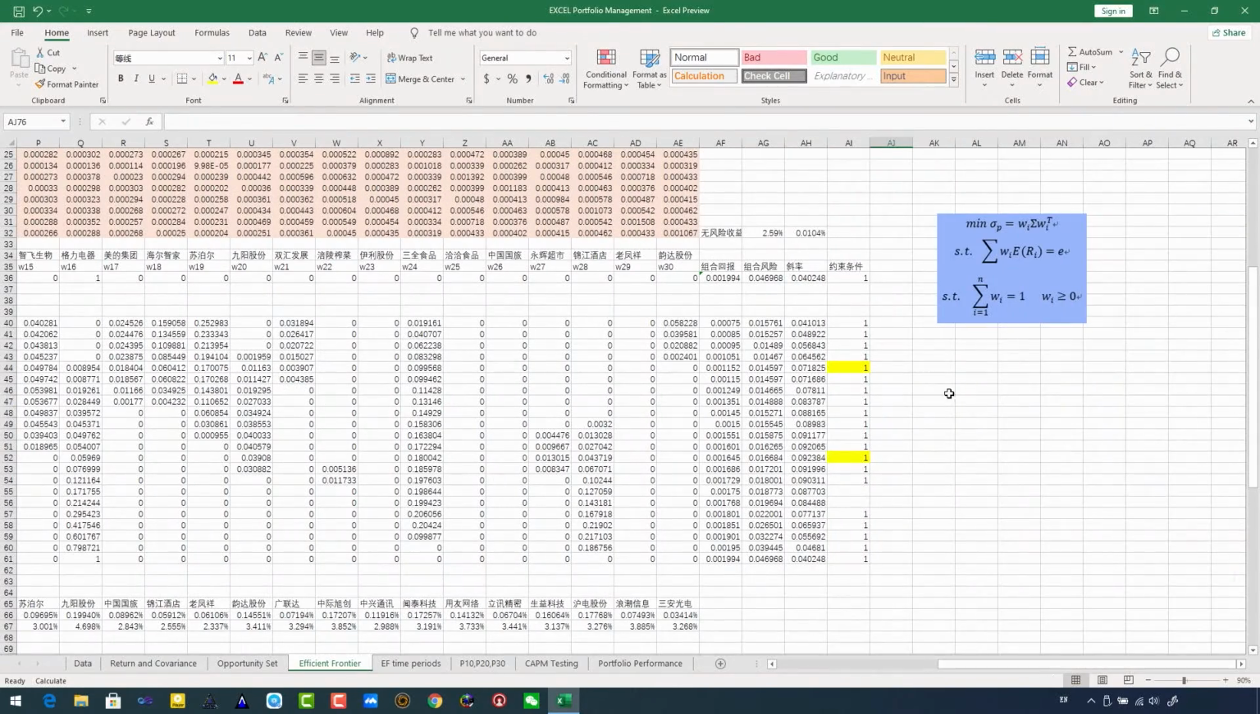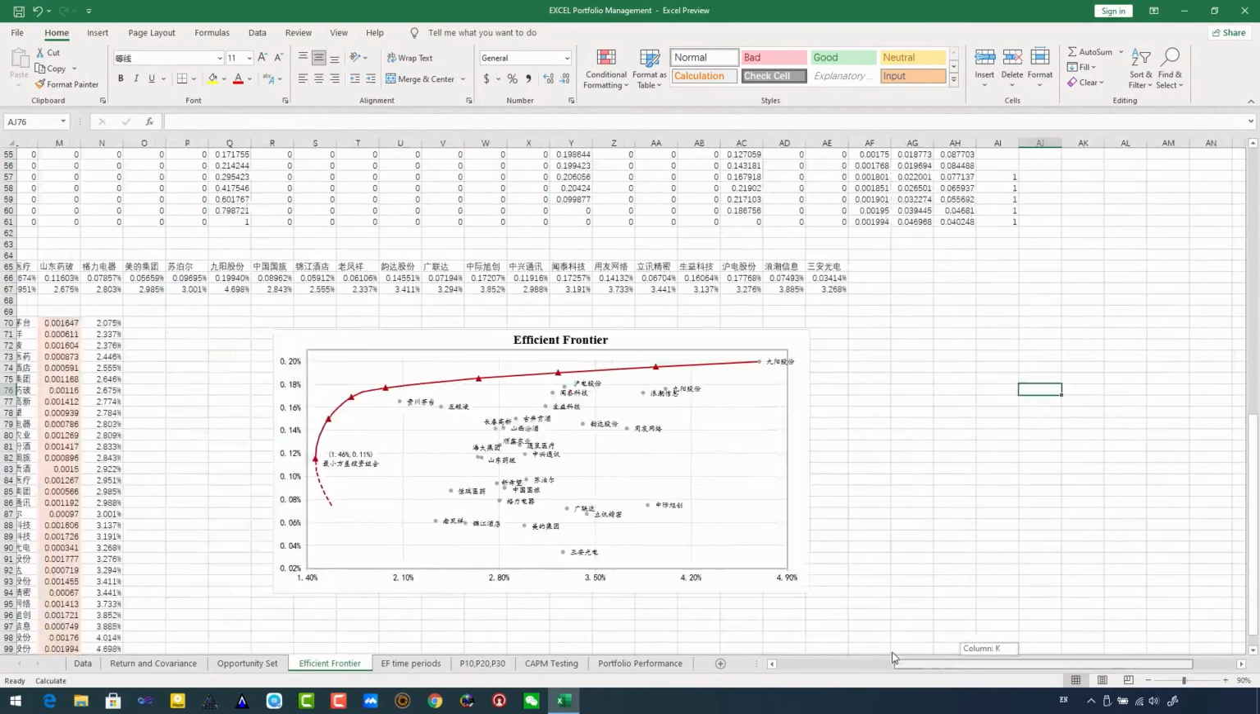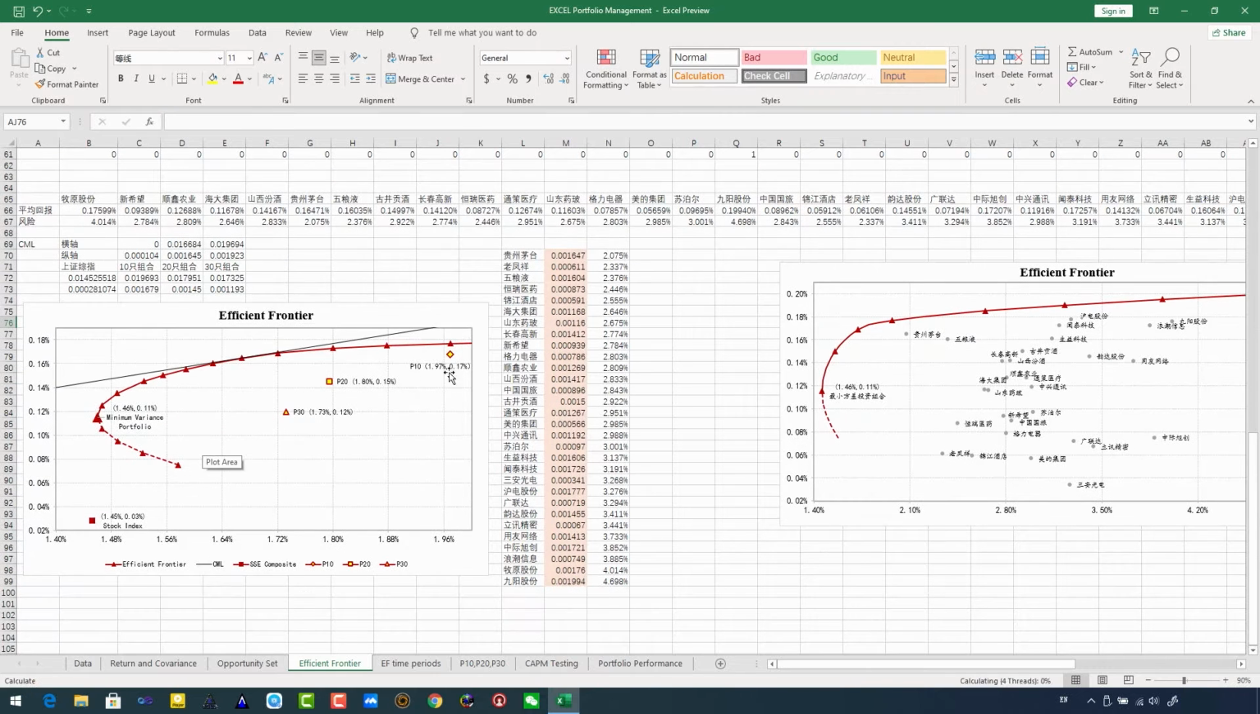We know from the theory, the efficient frontier, let's have a look here. I have already drawn this graph. The efficient frontier is from your minimum variance portfolio to the upslope curve. So this efficient frontier dominates other opportunity set points on your graph, based on the same risk.